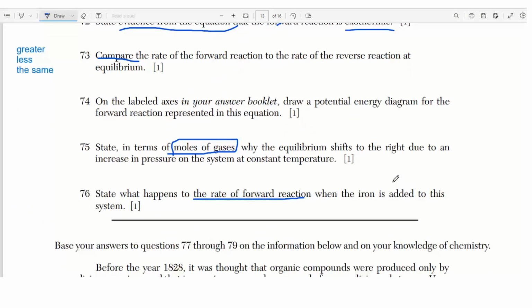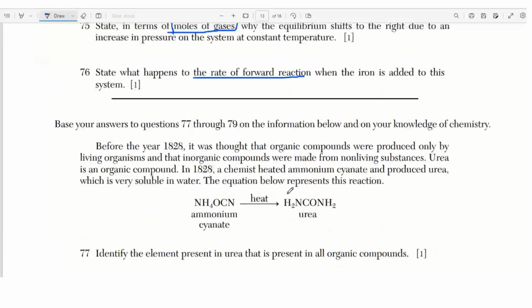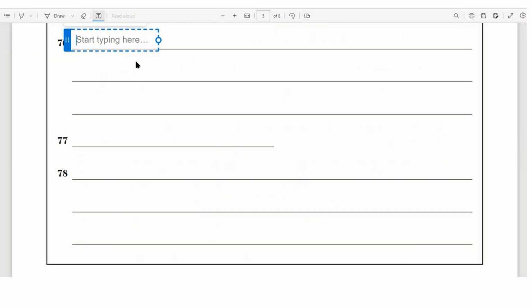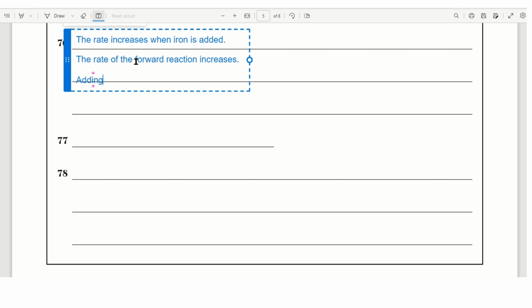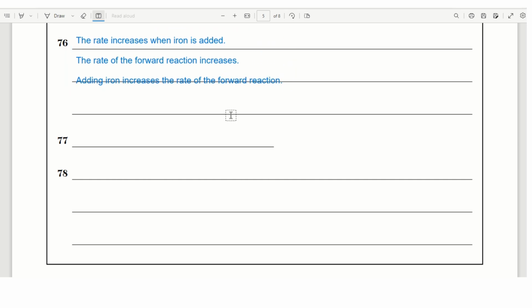So what does a catalyst do? It increases the rate of the reaction. So the rate increases when iron is added. I could say the rate of the forward reaction increases. Okay, I could say adding iron increases the rate of the forward reaction. 3 acceptable answers. Again, pick one.